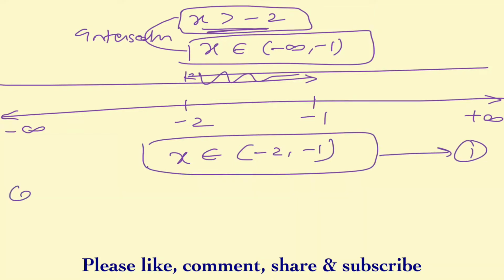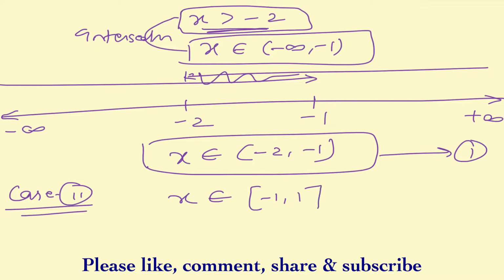Case 2. What is case 2? Case 2 is when x belongs to the closed interval minus 1 to 1. X is between minus 1 and 1. Then mod of x minus 1, okay, mod of x minus 1 will be positive.